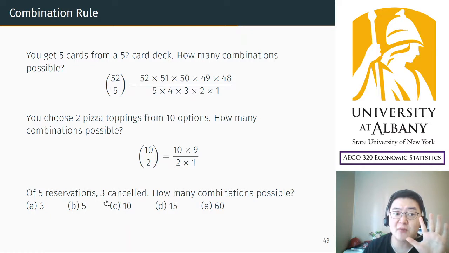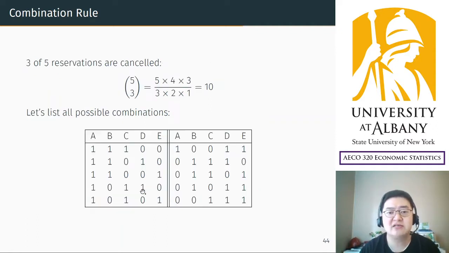So there are 5 reservations, and you know 3 of them are canceled. Then how many different combinations can you think of? The answer is 10 using the rule. So numerator starts from 5, denominator starts from 3, and 3 to 1 in the denominator. Then 3 numbers are multiplied. So you multiply 3 numbers starting from 5. 5, 4, 3. Multiply. Cancelled out, cancelled out. So it will be 10. That's not that bad.